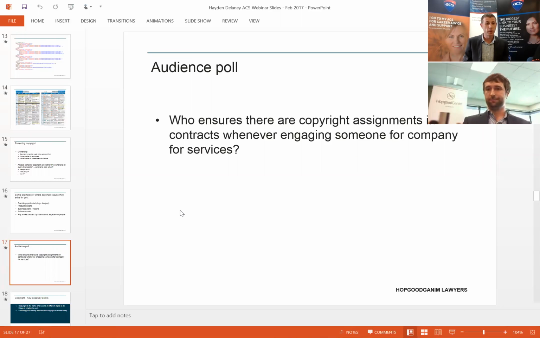Yeah. So just back to the poll. 26% said yes, they do. 26% said no, and 51% said sometimes. Yeah. So look, that is a really key issue for businesses. If you aren't getting a copyright assignment from your contractors or consultants, you don't technically own what they create. So there's a big percentage of people out there that are doing it the wrong way.